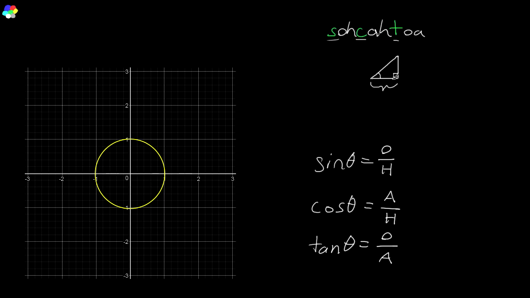So the hypotenuse is always going to be the side that is opposite of the right angle. And then for adjacent, if we've got an angle theta, adjacent is the side that is adjacent to that angle, and opposite is the side that is opposite to that angle. So given these definitions, these formulas will hold true for any right-angled triangle.